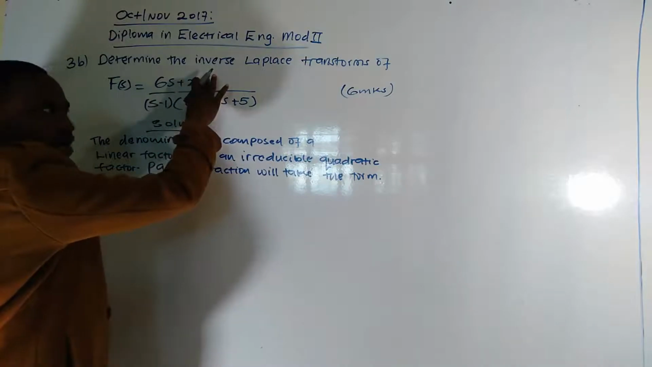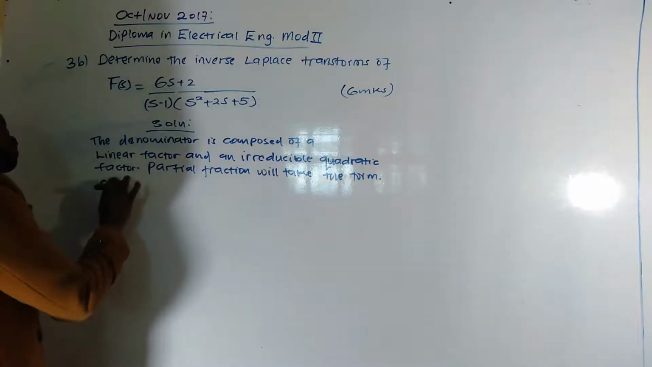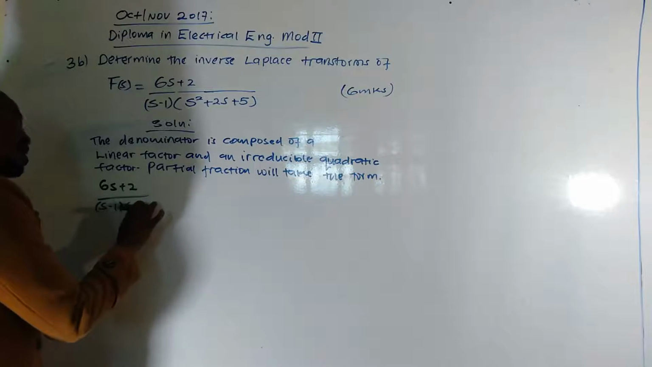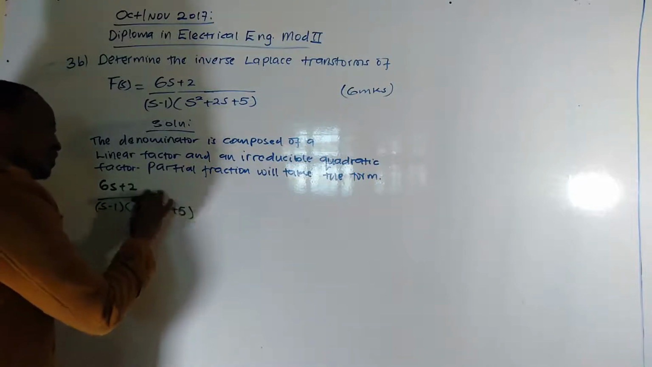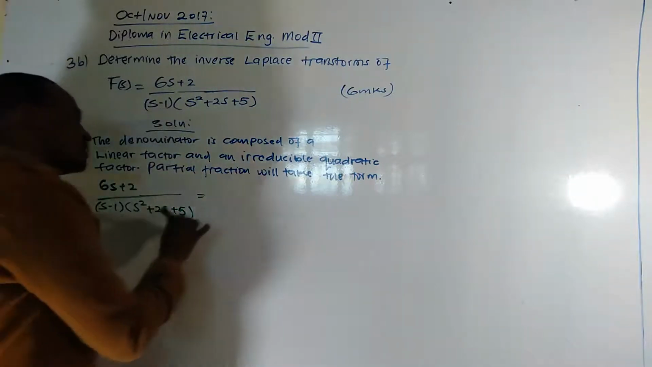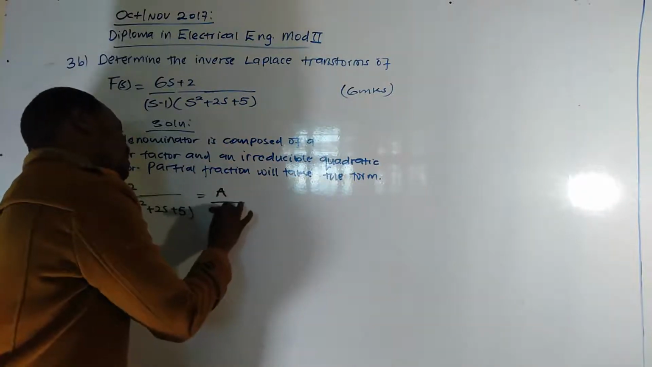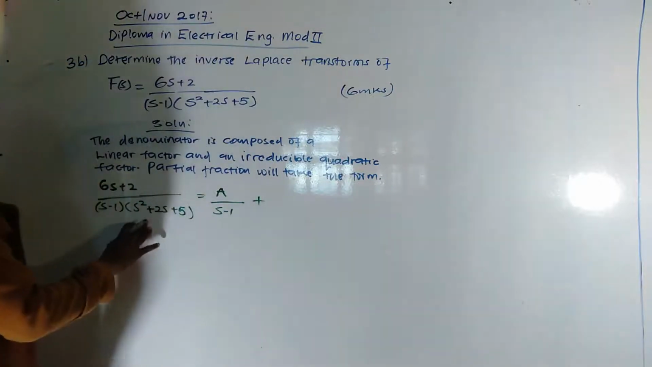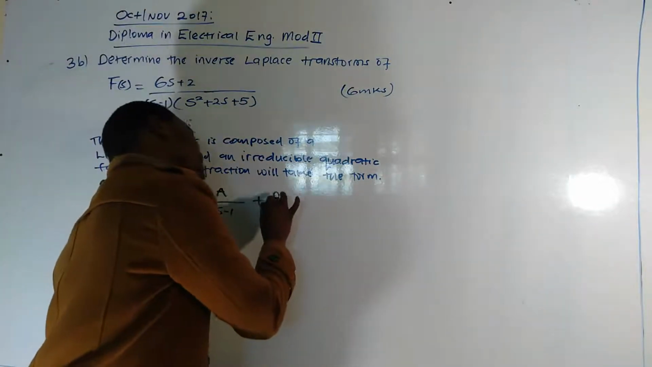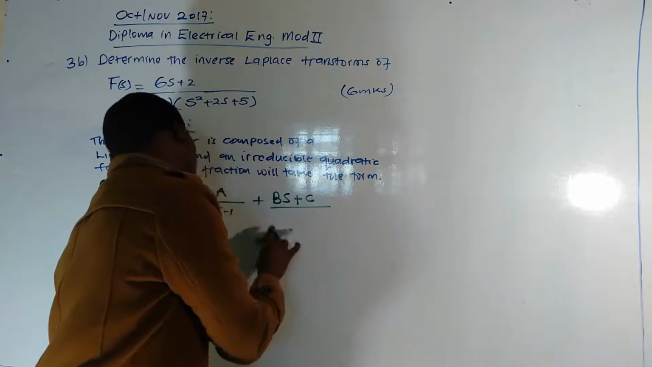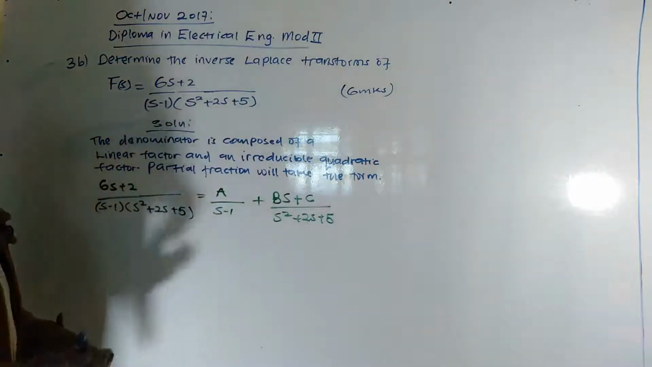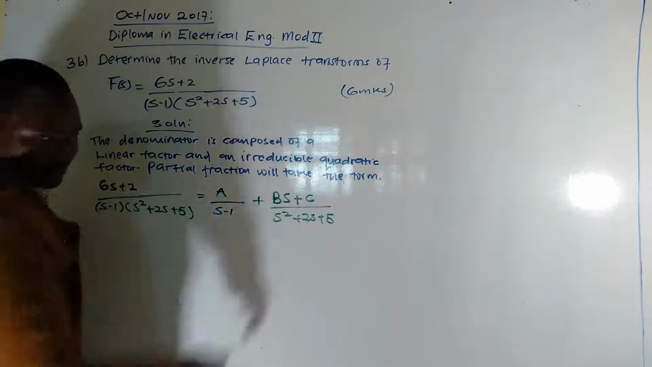We have our rational function, which is 6s plus 2 over (s minus 1)(s squared plus 2s plus 5). The partial fraction will be of the form: the first factor here, which is linear, a constant A over the linear factor, plus the second factor here, which you have seen is an irreducible quadratic factor. So you have a constant Bs plus C over the second factor, which is s squared plus 2s plus 5. We now need to determine the values of A, B, and C.